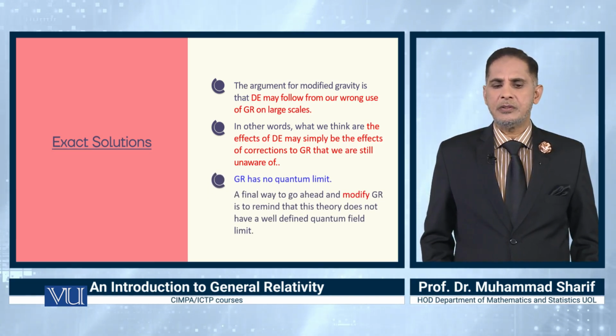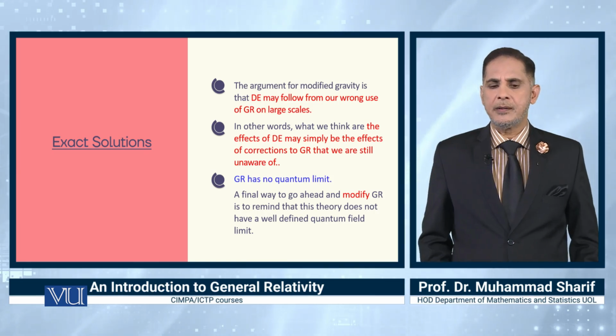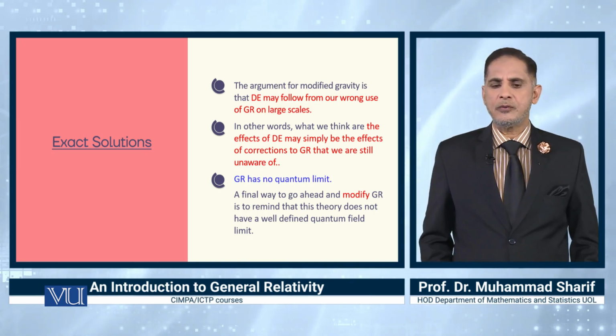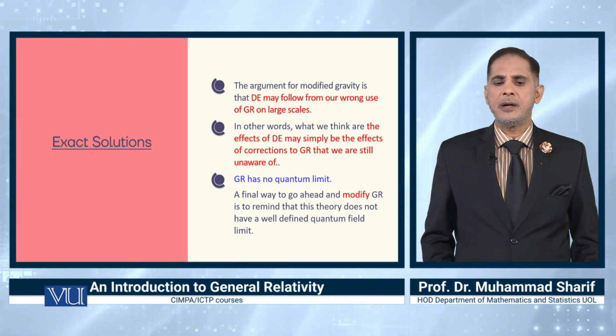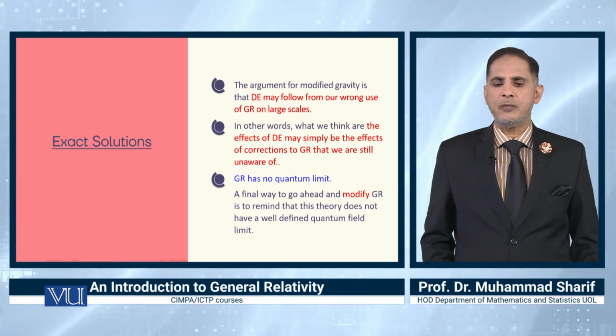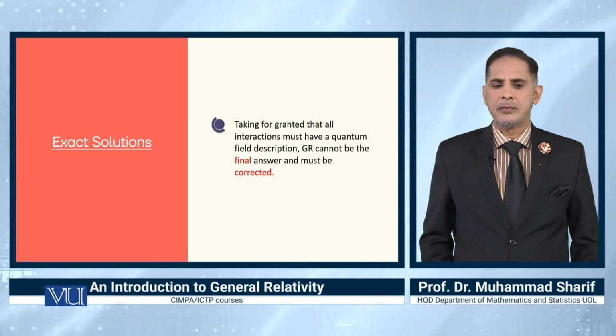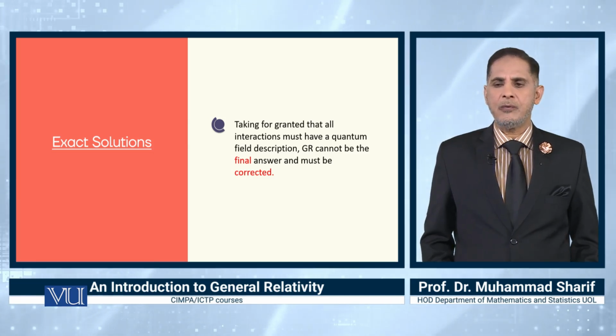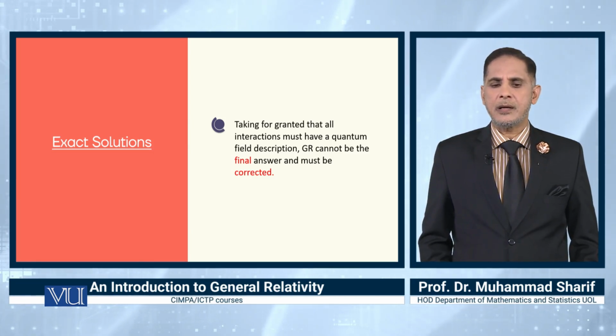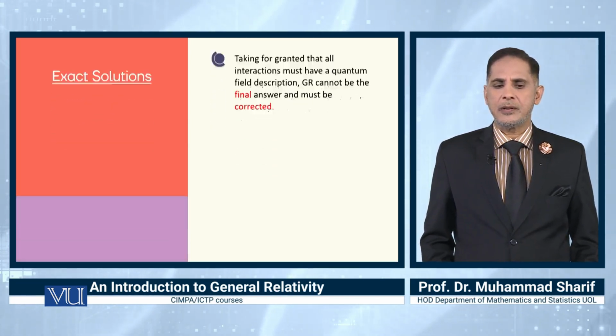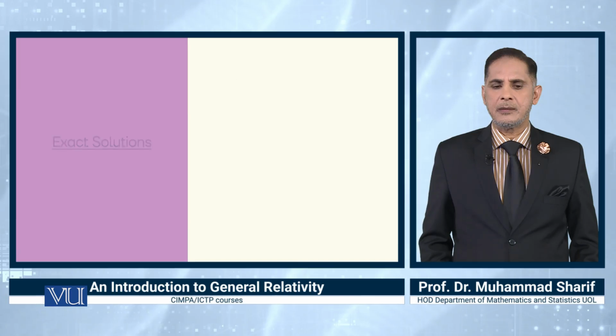Next, GR has no quantum limit. A final way to go ahead and modify GR is to remind that this theory doesn't have a well-defined quantum field limit. So, taking for granted that all interactions must have a quantum field description, GR cannot be the final answer and must be corrected.